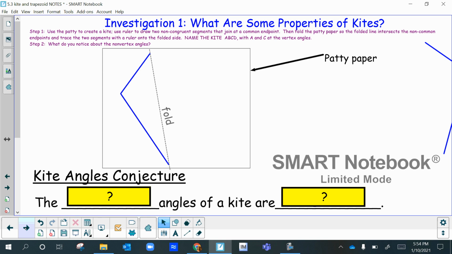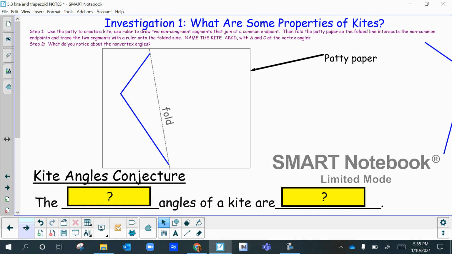All right, so investigation one, we're going to discover all the properties of the kite. We're going to use patty paper. I understand if you don't have any patty paper; basically it's just tracing paper. Wax paper might work, though it might be a little difficult to draw on with your pencil. Or parchment paper, any type of thin tracing paper. If not, you can just try to use regular paper. But the patty paper is used so that you can see through it.